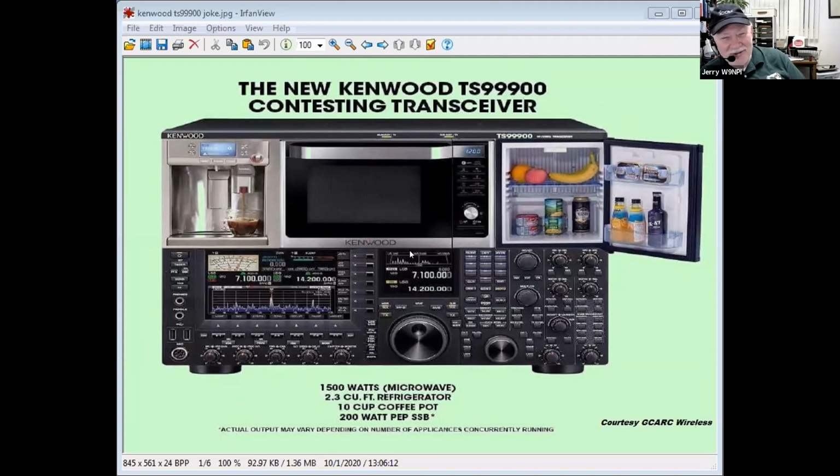But otherwise, no. Someone took a picture of a real Kenwood. I think it was a 9900, which is a very bodacious transceiver. This I think is in the $3,000 class. They do have some that are in the $10,000 class. A little rich for my blood.